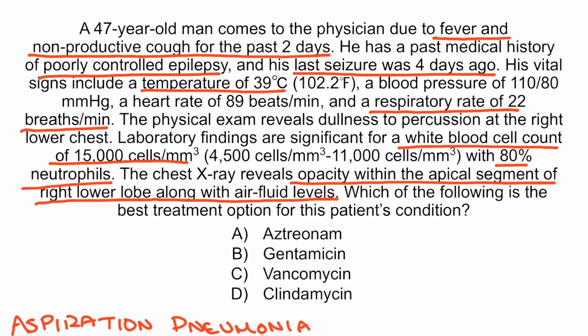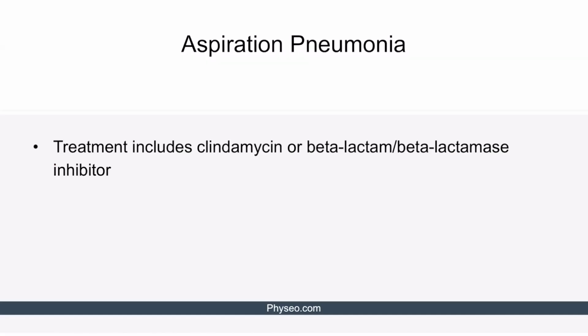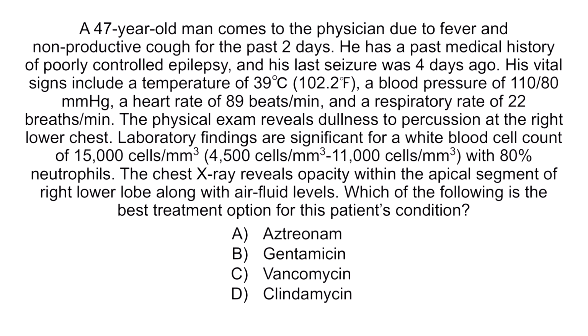Since the oropharyngeal flora mainly consists of anaerobes and gram-negative bacteria, the optimal treatment option for this patient would be clindamycin. Clindamycin covers both anaerobes and gram-negative bacteria. Therefore, the correct answer is option D. Here's a slide reminding us of the treatment regimen for aspiration pneumonia. Let's discuss why other options are incorrect.